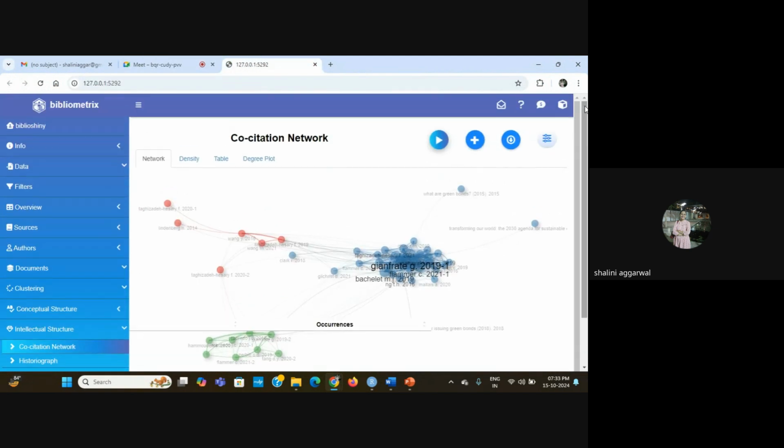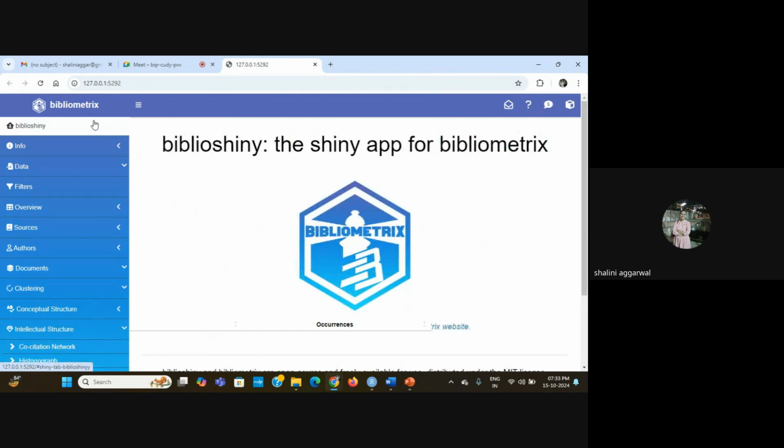It is already open. Let me check if it is working. Okay, so this is how it will open in your browser. In your Google, this kind of a window will open. Can you see this? Maybe it did not open properly. It has opened now.